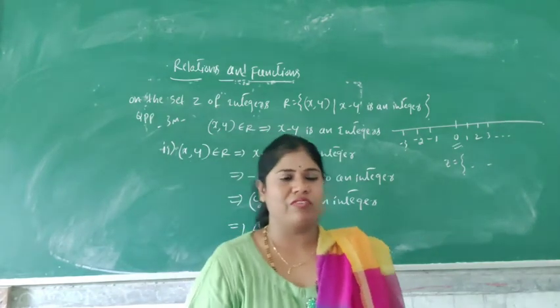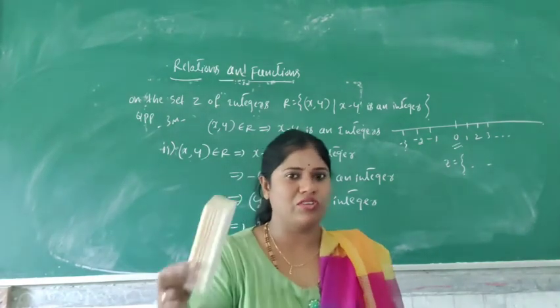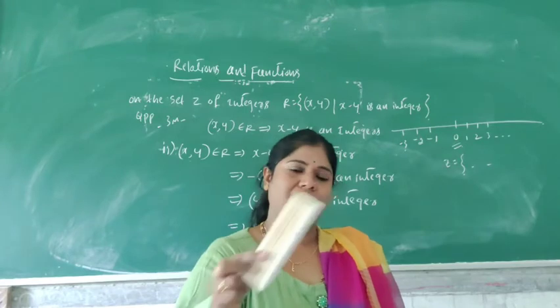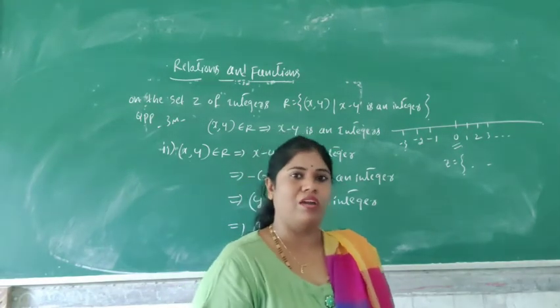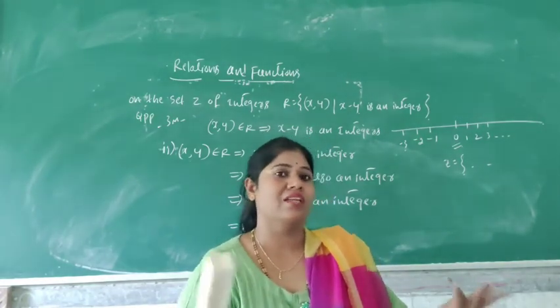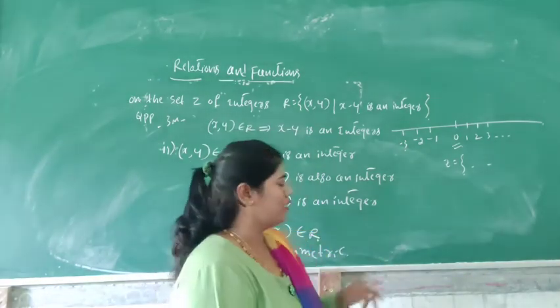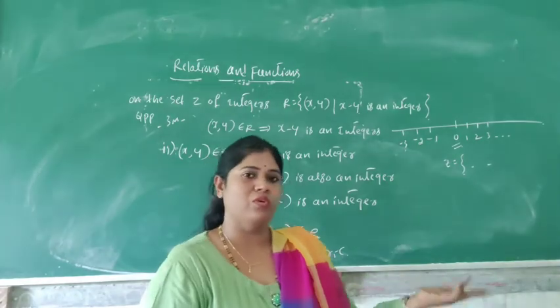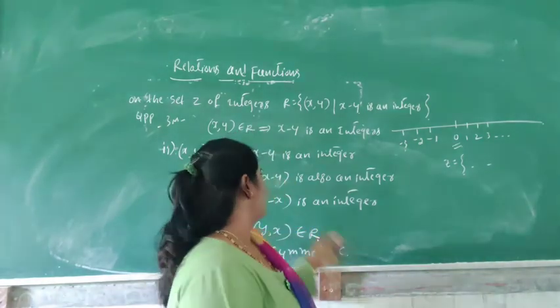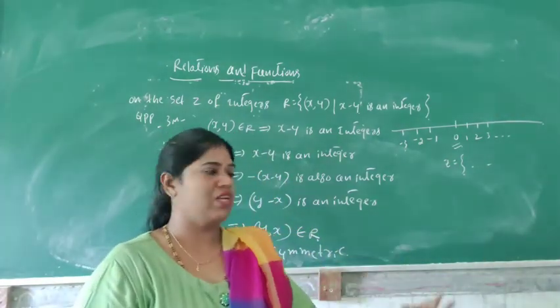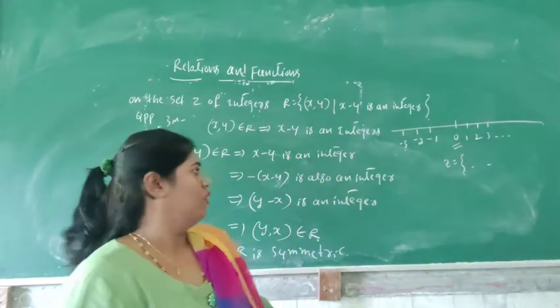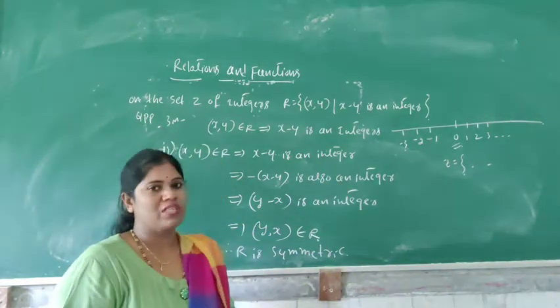You know the reflexive definition: for all a belongs to A, (a, a) belongs to R. The element a should be related to itself, for example 2 related to 2. So x minus x is equal to 0, and 0 is an integer. Next we have to check for symmetry.